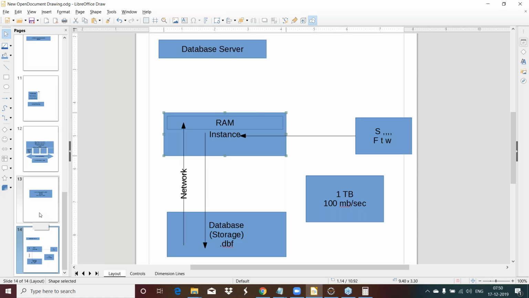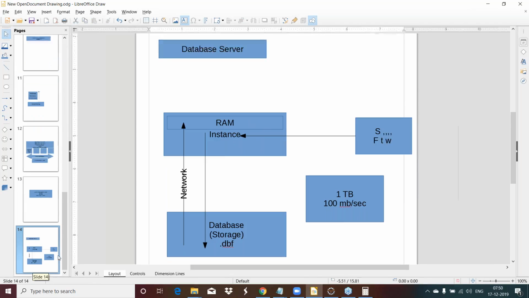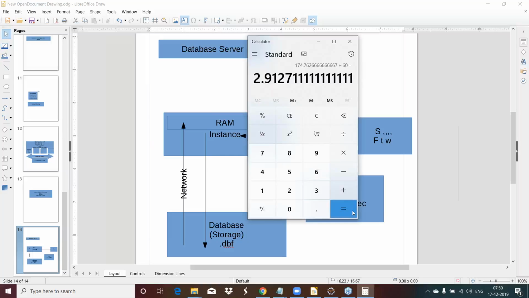And guys, I hope you remember our yesterday's discussion very clearly. We said that when you talk about big data, there is no end limit. And if I am trying to process a file which is 1 petabyte, 1 petabyte is what? 1 petabyte is 1024 terabytes. So let me multiply this by 1024. It is going to take 2982 hours.